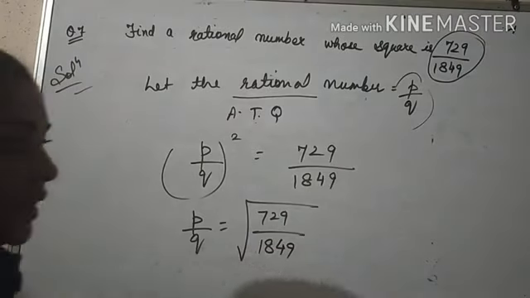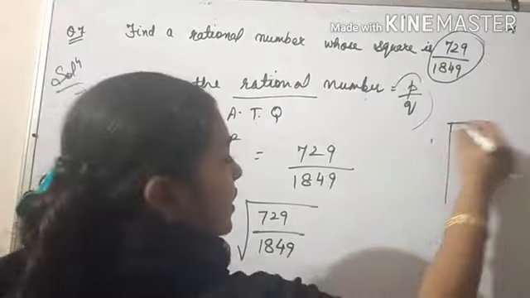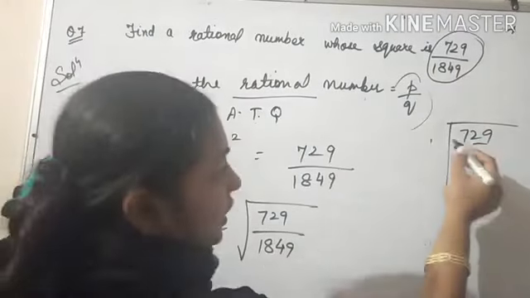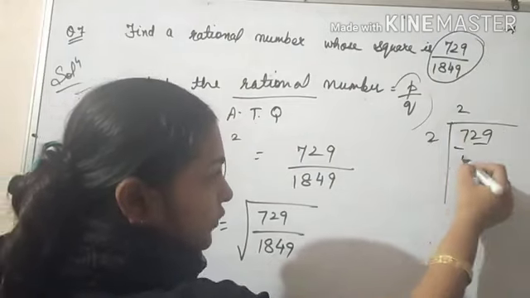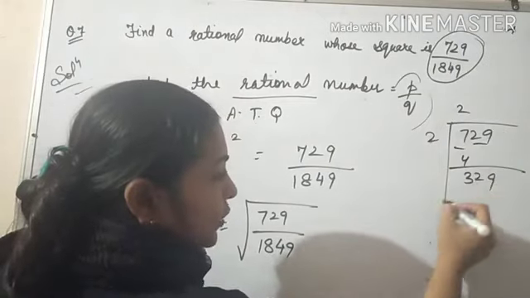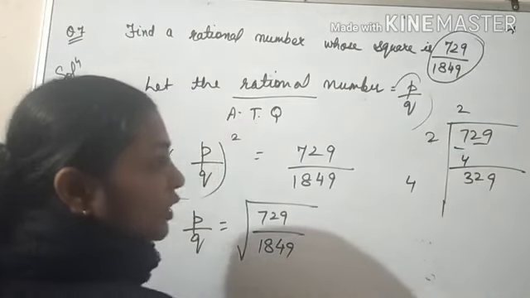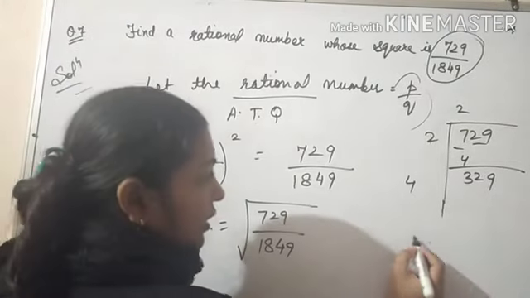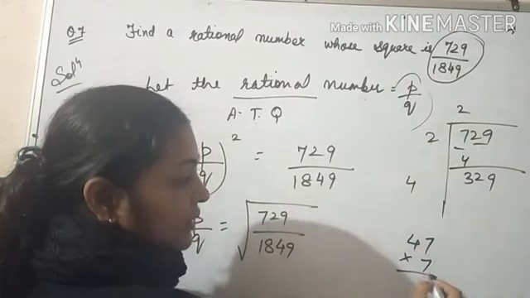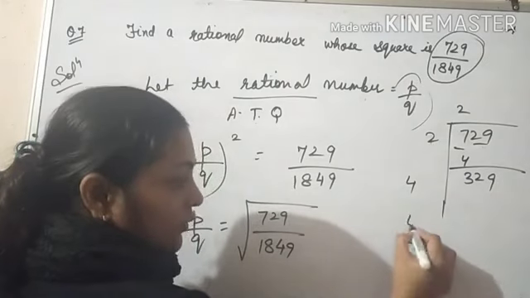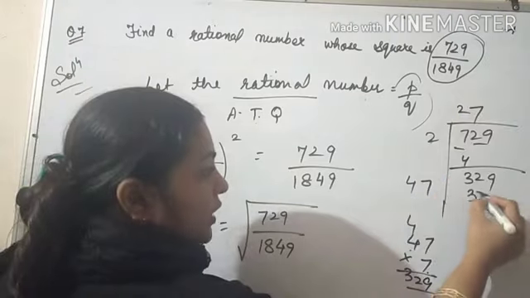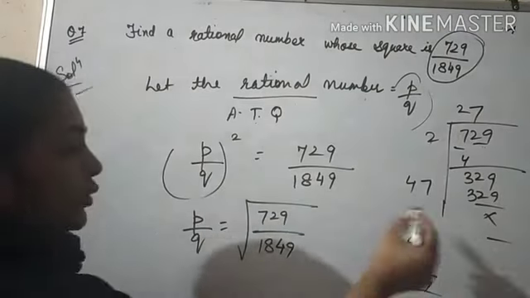Now how to solve it? You have to find the roots of 729 and 1849. Now 2 2s are 4, 2 times 2 is 4. 9 is there, so it will go on 7. 7 7s are 49, 7 4s are 28, 32. 3 to 9. So we get the root of 729 as 27.